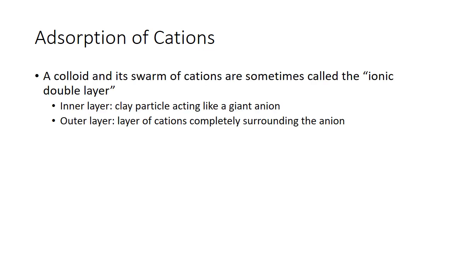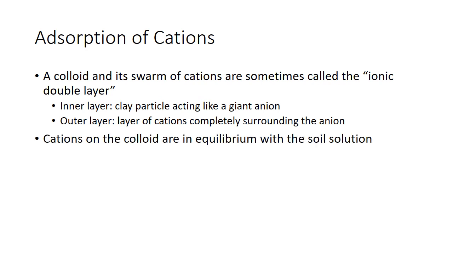So these cations, when we talk about this swarm of cations surrounding these colloids, sometimes you will hear it referred to as the ionic double layer. What that means is the inner layer is the anion itself, the colloid. The outer layer is the cations that are completely surrounding the colloid. So inner layer, anion, colloid, outer layer, cations. And we have a bunch of other cations that are floating around in solution.